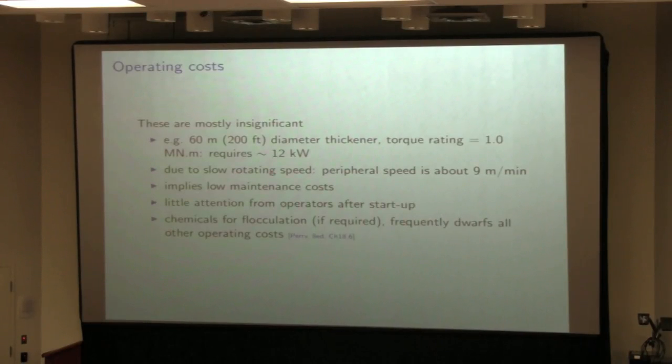Yeah. So that number there, 12 kilowatts, if you calculate at 10 cents a kilowatt hour, would come up to about $300 per day. So that's very minimal operating cost for a company. So this is a monster tank, a large rake, very low operating costs. Your labor is going to be a lot more than your electricity cost. That unit is rotating at 9 meters per minute. If you've got any chemical requirements for flocculation, that's almost always going to be your primary operating cost for that system.